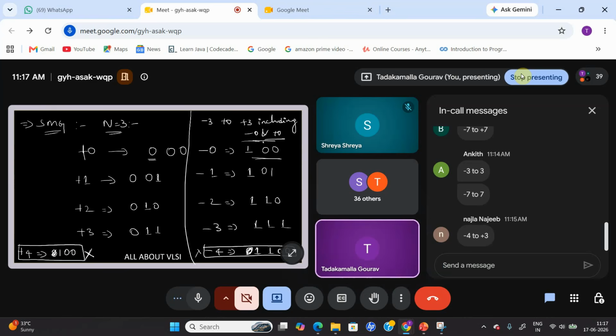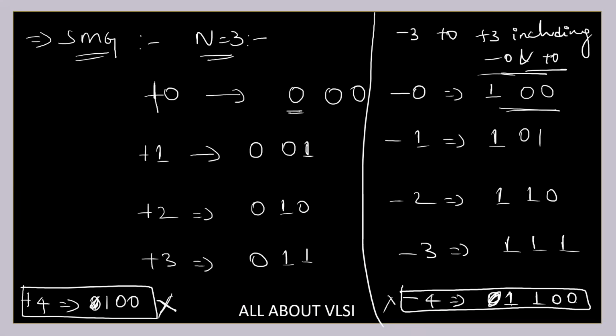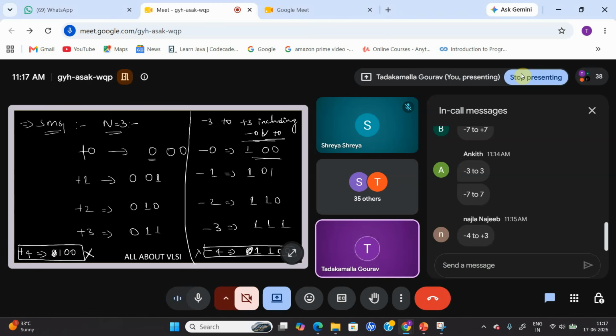Now, if you carefully observe in the case of the SMG format, we have two representations for 0: plus 0 has one value, and minus 0 has one value. But adding a plus or minus sign to a 0 is not logically correct. So this is the disadvantage of the SMG format: we have two representations for 0. Is it clear about the SMG format? Shall we move forward?